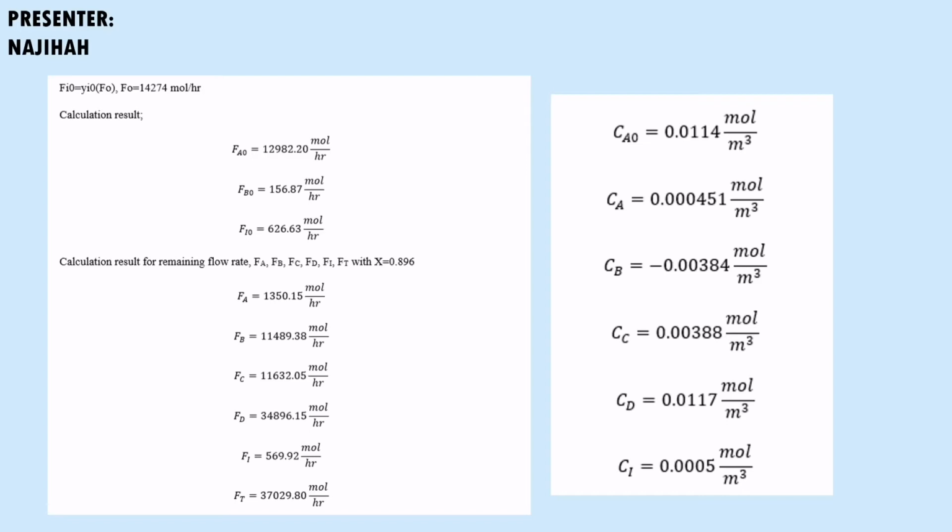With the data we got earlier, now we can calculate the flow rate and also the concentration. Here is the result for FA0, FB0, FT0. Then FA, FB, FC, FD, Fi, and lastly, the total flow rate. Then for the concentration, we calculate CA0, CA, CB, CC, CD, CI. All of this uses the equations from the stoichiometric table earlier.